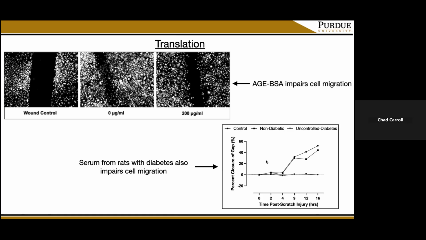This is the wound assay, but here I have it laid out as percent gap closure. And we have our uncontrolled diabetes on the bottom, and then our ones without diabetes, and then a control experiment. And you can see that with the control and the non-diabetic serum, the gap starts to recover, where we get no recovery in the diabetic sample. So suggesting now with blood from these animals, we're seeing what we want to see.